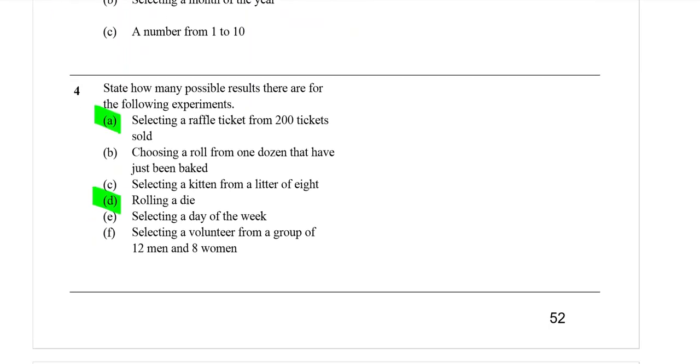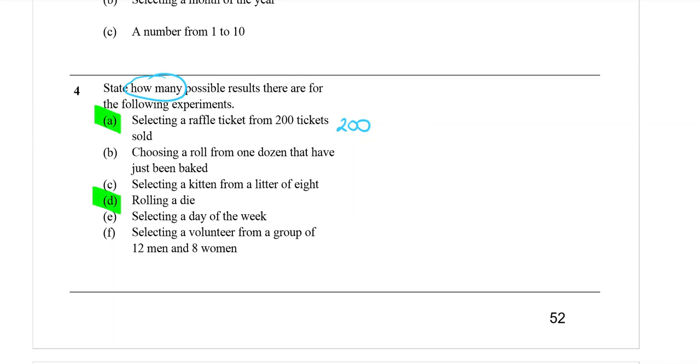Question 4 is a bit different. It says state how many, if I want a number, how many possible results are there if you do the following experiment. So the first experiment is that we have a raffle and there are 200 tickets sold. So how many possible results are there? 200, because each ticket would be a different result.